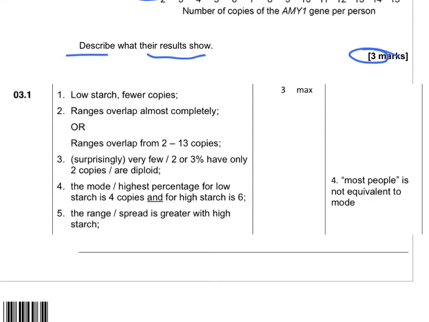You can talk about ranges, the mode, the median. You can talk about the spread of data. You need to use the data, as I said, so the numbers of copies are mentioned, the percentage of individuals. So all those types of things need to be included in your answer. Sorry, for this answer you only need 3 of these points to get the full 3 marks.